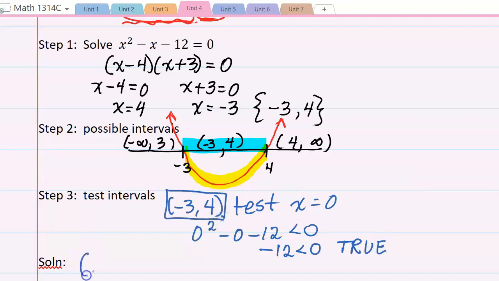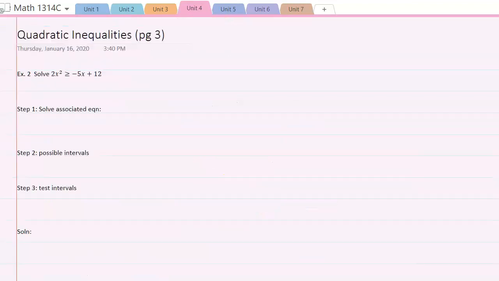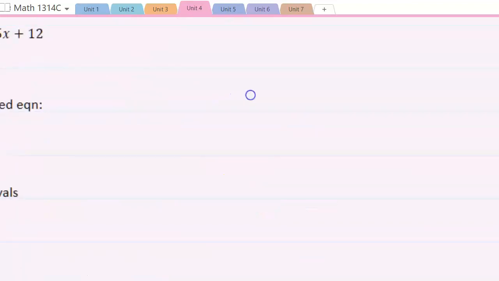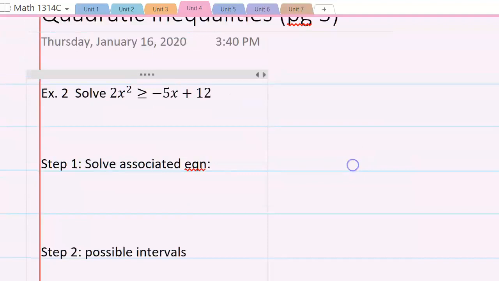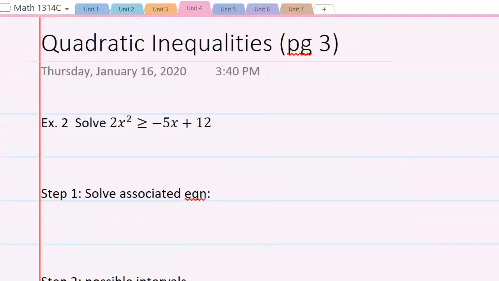If we would have tested the other intervals, we would have found false statements, and they are not part of the solution. Now let's try one more example on the next page. Example 2. Solve 2x squared is greater than or equal to -5x plus 12.